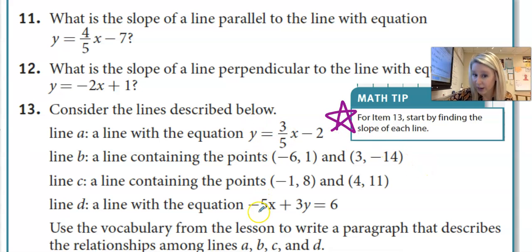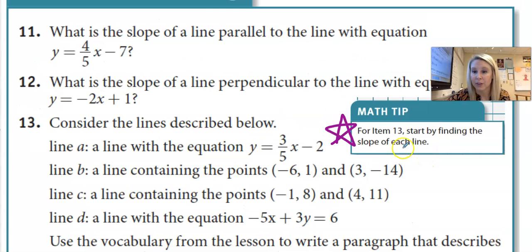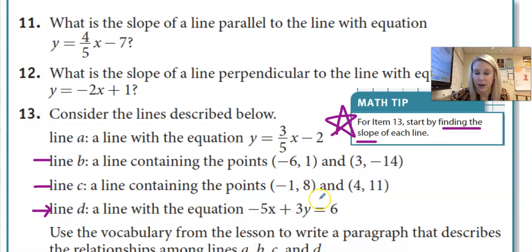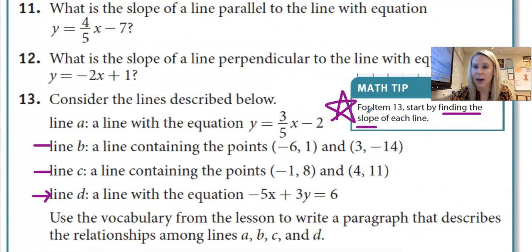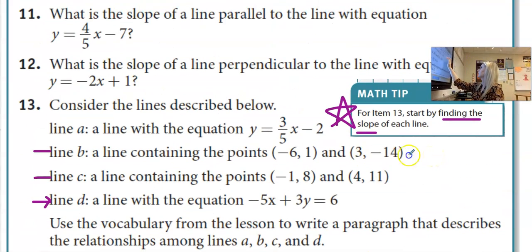It gives you 4 lines, and you're going to compare them. And to compare them, you first need to find their slope. Okay? So this one gives it to us. You got to do a little bit of work to find your slope here and here. And then D, I'm going to go ahead and do it with y'all because I think we probably forgot. So how to find the slope of a line that looks like this. So -5x plus 3y equals 6.